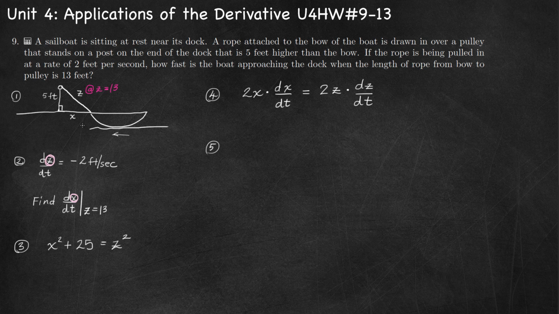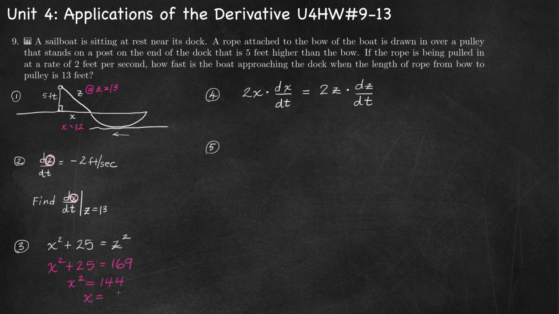Using the Pythagorean theorem, then, we can figure out the value of x at that moment in time. When z is 13 and the height is 5 feet, then x equals 12. Okay, and again, that just comes from Pythagorean theorem down here. We'd have x squared plus 25 equals 13 squared. 13 squared is 169. We subtract 25 on both sides, we get x squared equals 144.